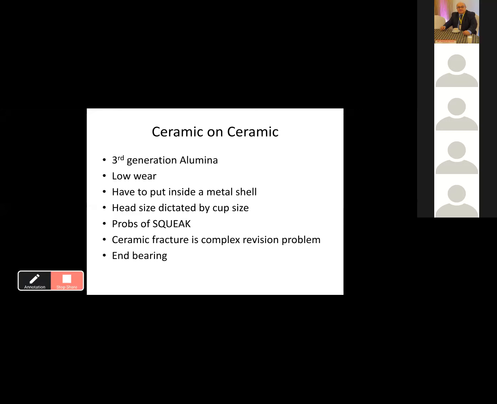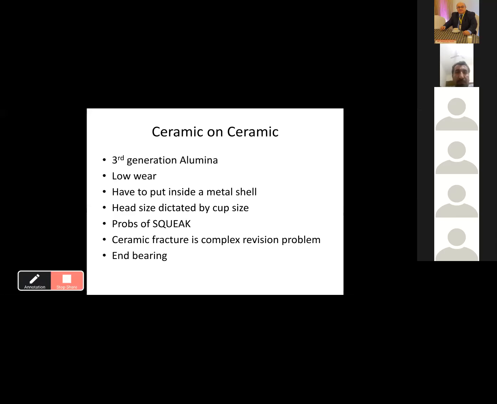Ceramic fracture, though, which is rare, is a complex revision problem, because for me, a ceramic is an end bearing because it's the hardest thing you have. So if you revise it to anything other than a ceramic on ceramic, you're likely to have that fail earlier. There is some data to support that a ceramic on poly is lasting as well as another ceramic on ceramic would, but again, it's an unclear area, and if you're getting asked questions like this in your exam, I think you're doing incredibly well.